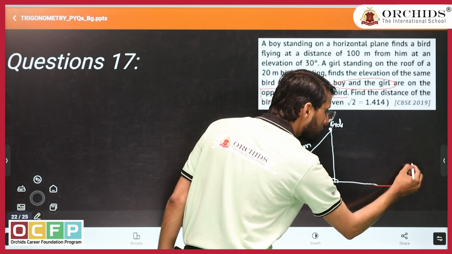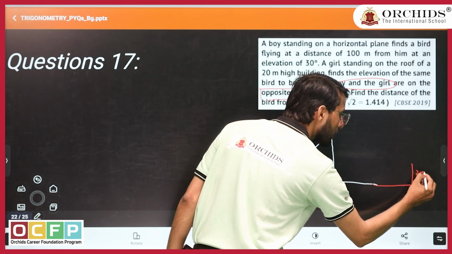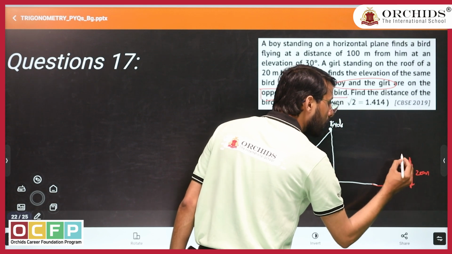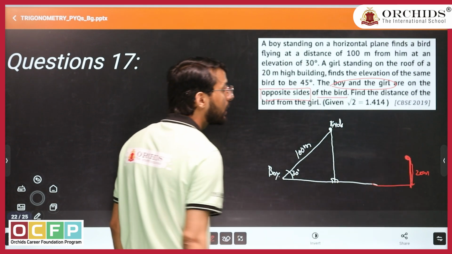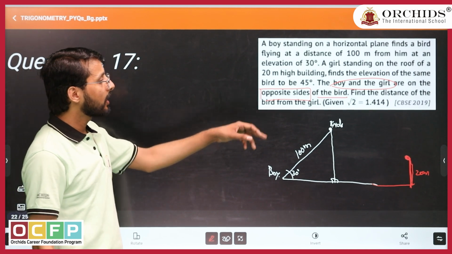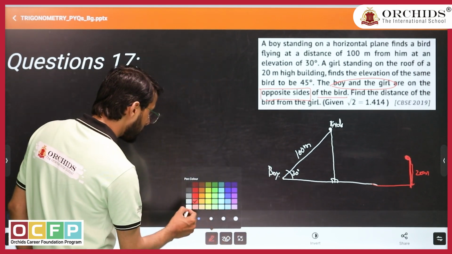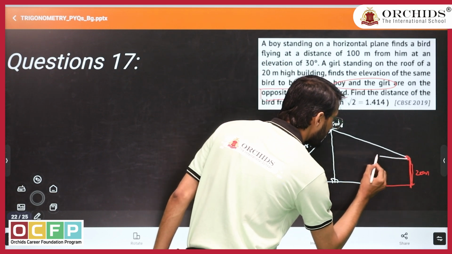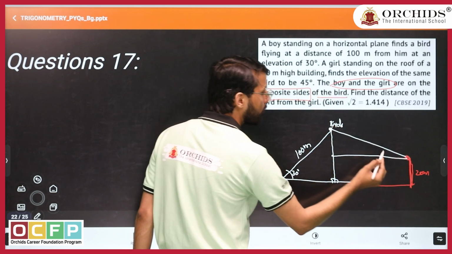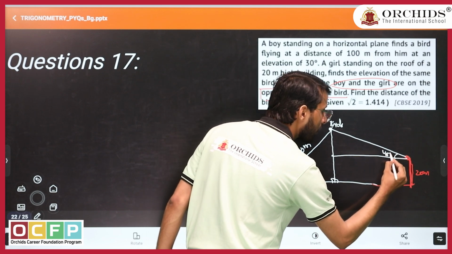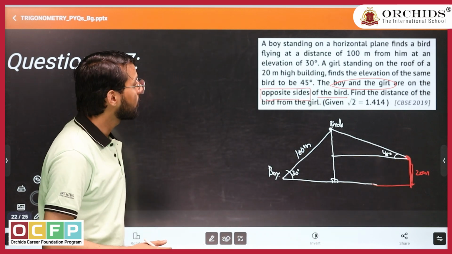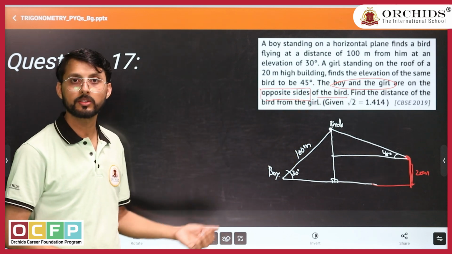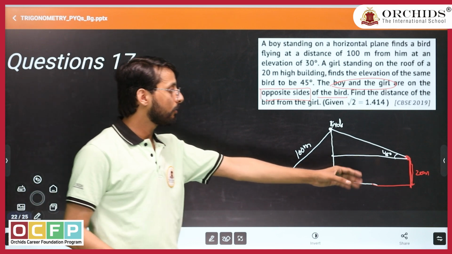It means there should be a 20 meter high building first. This is a 20 meter high building, so this will be the top of the building. From the top, the girl is observing the bird at an elevation of how much? 45 degrees. This question will be a little tricky for you. You have to find the keyword that the boy and the girl are standing on opposite sides. One is on the left and one is on the right.